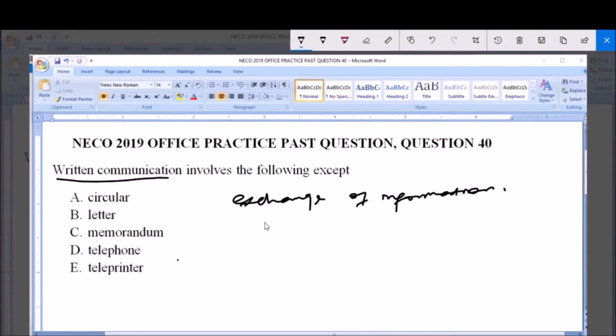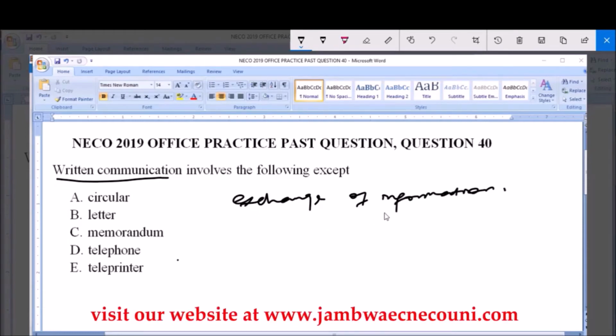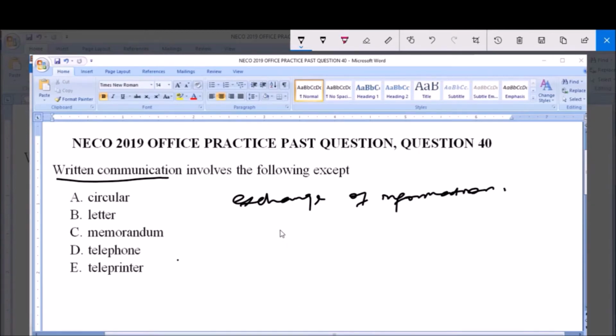Now, written communication refers to information that is written on paper, or in document format. A, circular, is a written communication used to pass information within an organization. Likewise, a letter is a written communication used to pass information from one company to another. A memorandum, which we can also call a memo, is also a written communication used to pass information. And E, teleprinter, is also a written communication, a printed document.